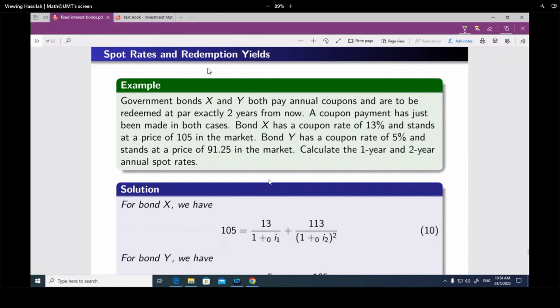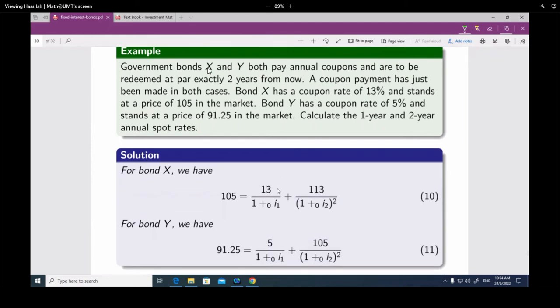Government bonds X and Y both pay annual coupons and are to be redeemed at par exactly 2 years from now. Coupon payment has just been made in both cases. Bond X has a coupon rate of 13% and stands at a price of 105 in the market. Bond Y has a coupon rate of 5% and stands at a price of 91.25 in the market. Calculate the 1-year and 2-year annual spot rate.